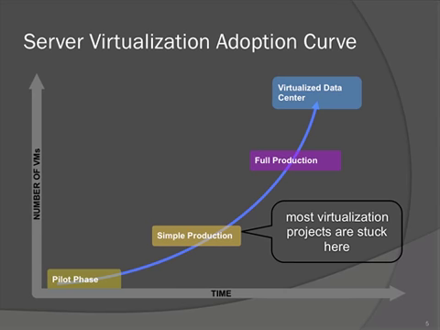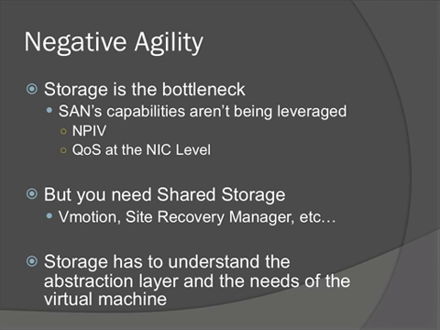The problem is that most virtualization projects are really stuck at simple production. What happens is the project is wildly successful, but there are some roadblocks to getting all the way through to complete virtualization and getting to that completely virtualized data center. We're going to focus on one of the big ones today, and that happens to be storage. Storage really creates negative agility in the virtualization project, which, if you remember, one of the plans was to increase agility. And storage really is the bottleneck.